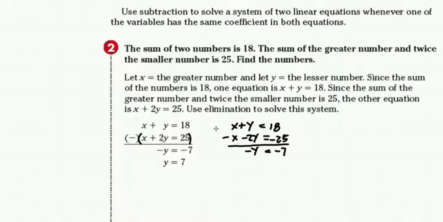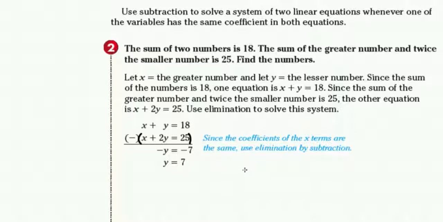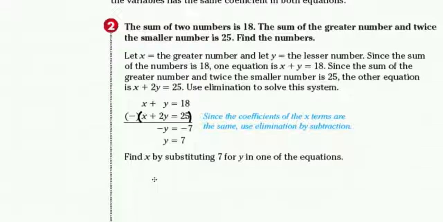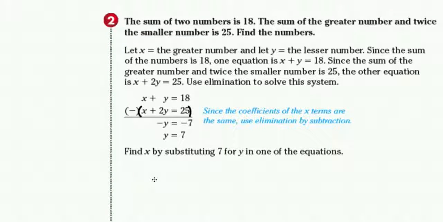So let me erase this because there's something written here which I would like you to know, and this is it. Since the coefficients of the x terms are the same, we use the elimination by subtraction. Now we found the value of y. To be able to find x, find x by substituting y in one of the equations, and in this case we use the simpler equation, which is equation number 1, x plus y equals 18.